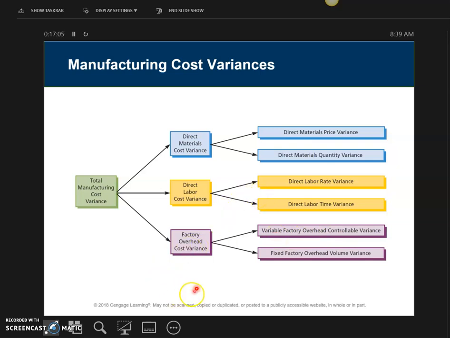So this is just kind of an overview of the variances that we're going to compare. I'll continue in the next video.